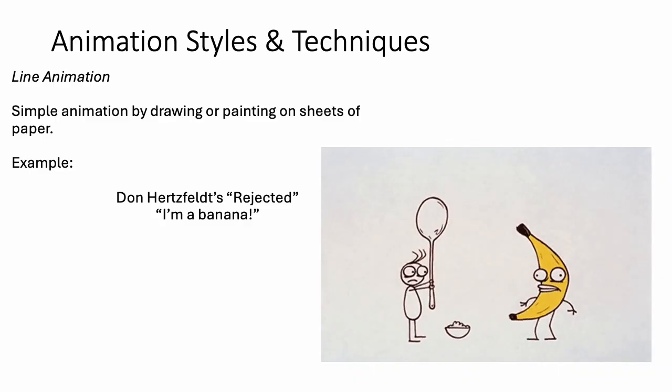We'll start with line animation. Line animation is simply accomplished by drawing or painting on sheets of paper. An example of this would be Don Hertzfeldt's Rejected.